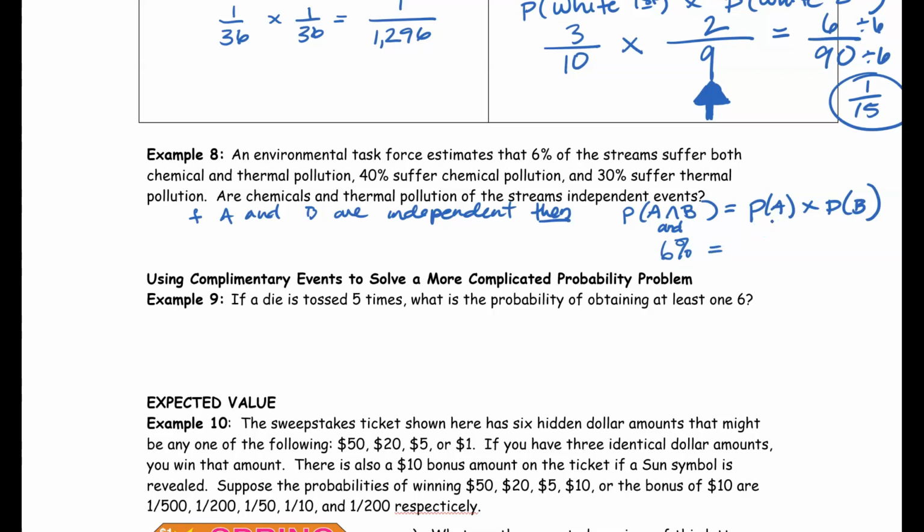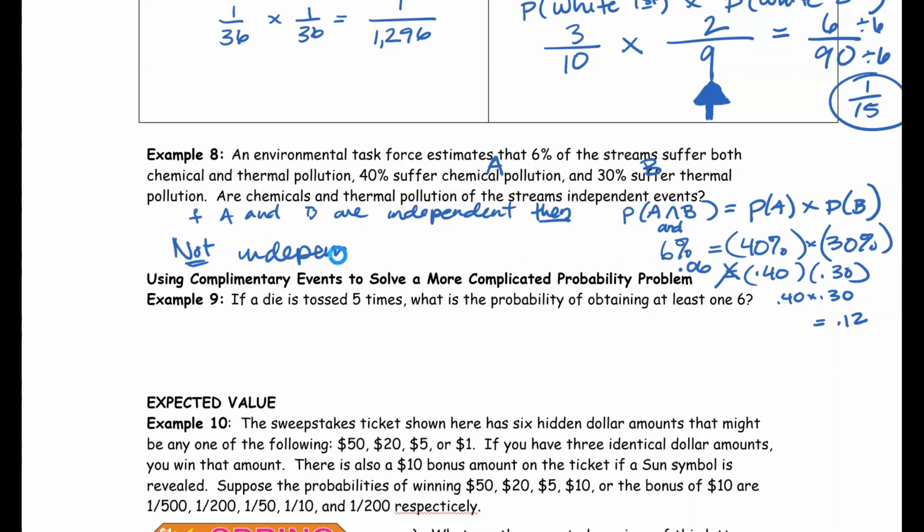And then for A, I'm just going to call A chemical pollution. So we'll call A, I'll write 40% for that one. So 40% times, and then B is going to be thermal pollution. So I'll say 30%. And if you want, you can make those decimals. So we can say 0.40 times 0.30 should be 0.06 if those are independent events, and it's not. So 0.40 times 0.30 ends up being 0.12. So they're not the same. So these events are not independent.